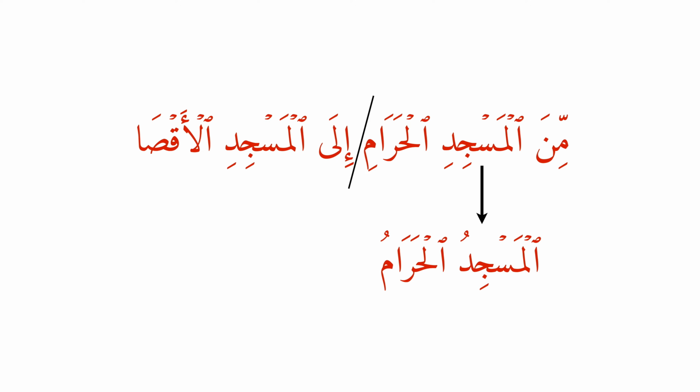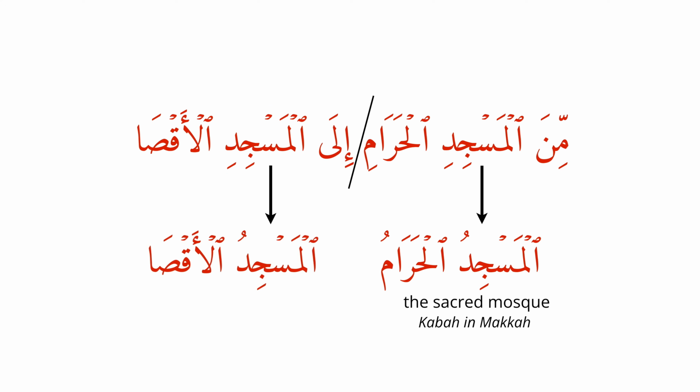In the first phrase من المسجد الحرام, it is actually المسجد الحرام, meaning the sacred mosque, which is Kaaba in Mecca. And in the second phrase we have إلى المسجد الأقصى, which is actually المسجد الأقصى, meaning the distant mosque, referring to Al-Quds in Jerusalem.